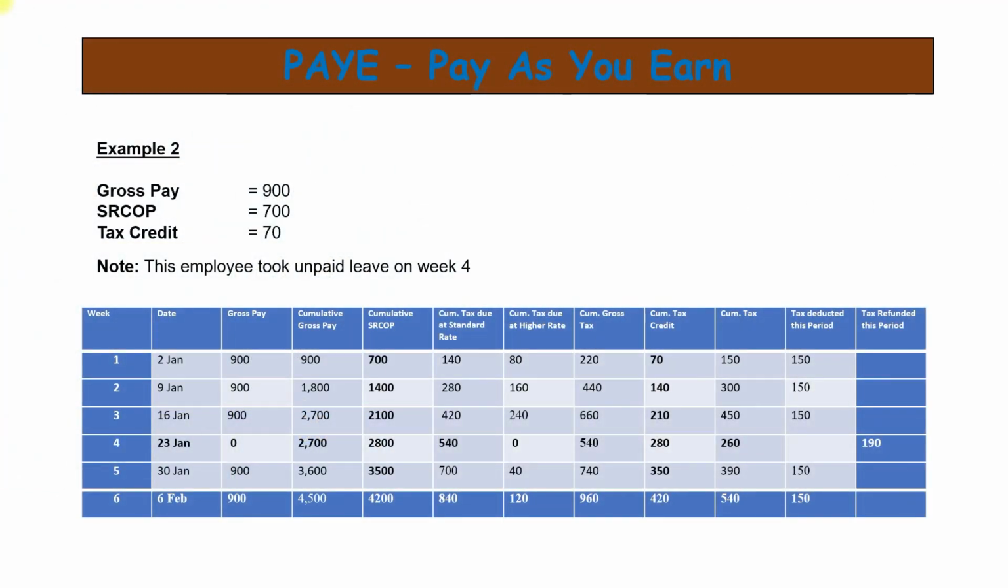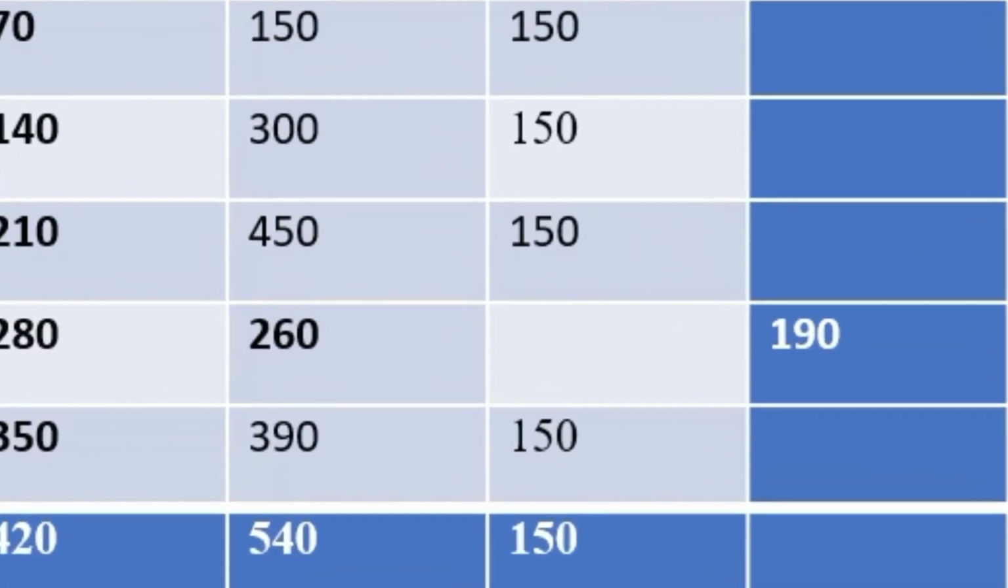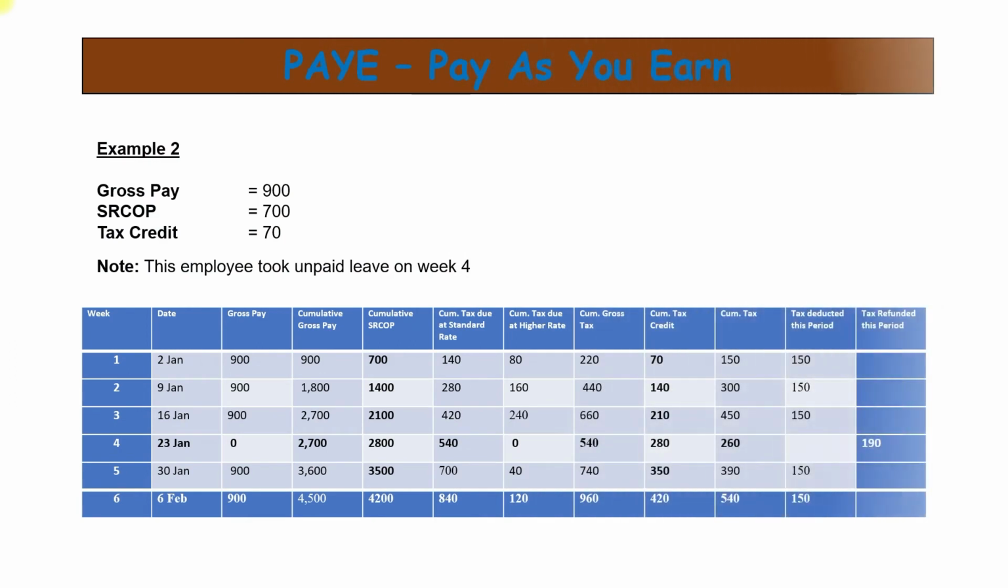Finally, you will notice that the cumulative tax is lower than the previous week's cumulative tax. When we subtract the previous week from this week, we are left with a negative 190. This is a refund of 190 and goes in the tax refunded this period column.